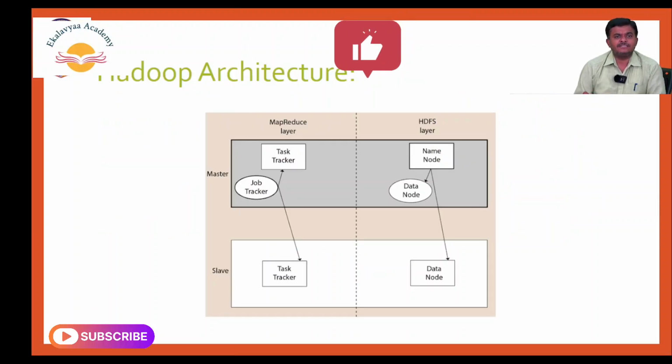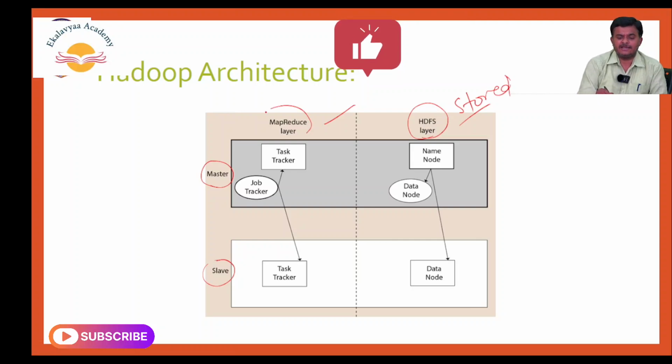Now this is the Hadoop architecture. The master is the server and the slave is the client. There are 2 layers: the MapReduce layer and the HDFS layer. One is the layer where the data is stored, and the other is the layer where data will be processed.